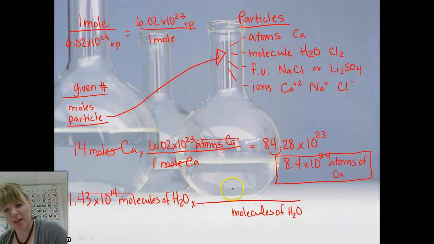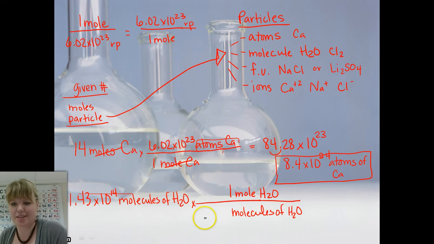On bottom, and then we're going to have 1 mole of H2O on top. Now, the number, sometimes we get stuck. We go, I don't know how many molecules are equal to 1 mole. It's always the same, 6.02 times 10 to the 23rd. Okay?